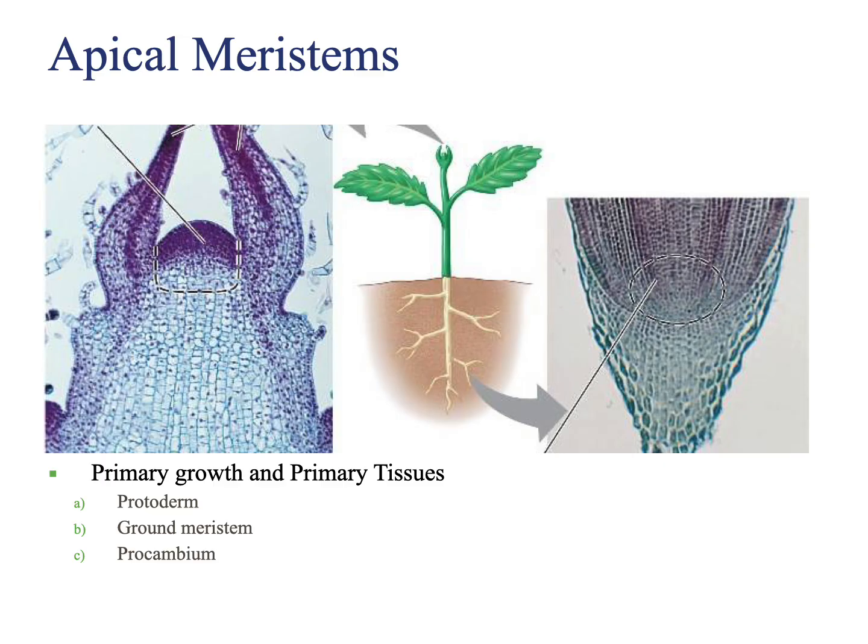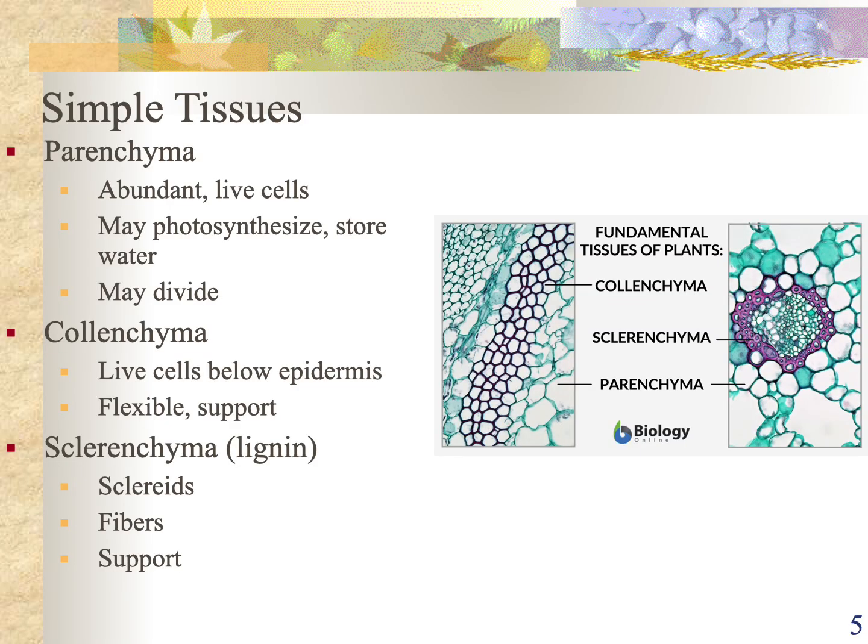Okay, here's meristems. The apical meristem is a primary growth area, and it produces primary tissues. Coming out of it, those primary tissues, the protoderm, ground meristem, and procambium, will become the epidermis, the pith, and then the vascular tissues, xylem and phloem.